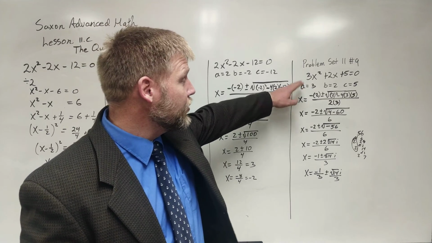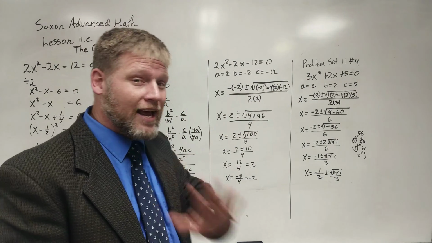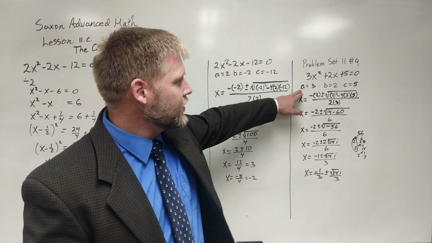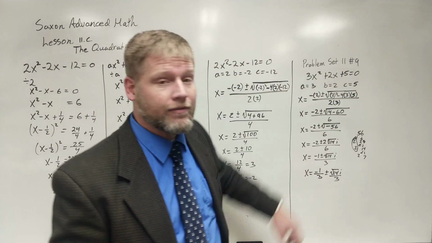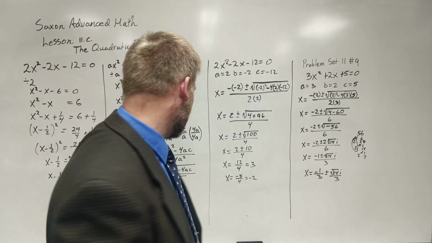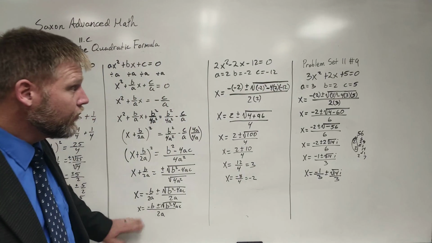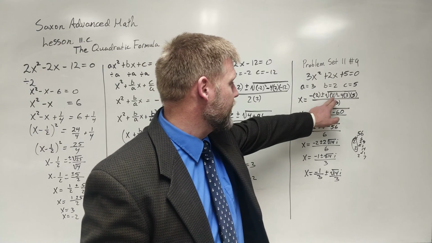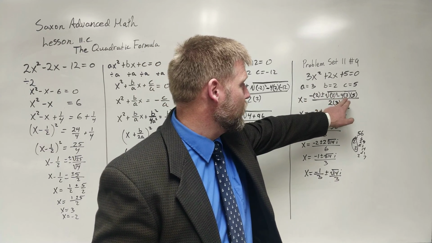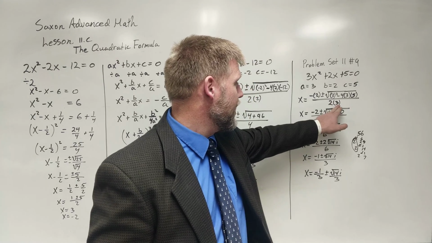But I am going to go ahead and use the formula because I know it works every single time, and I identify each one of my variables. A is 3, B is 2, C is 5. It's as simple as that. I then plug in the formula that I already know, right here, and I start plugging in my values. Negative b plus or minus the root of b squared minus 4ac, over 2a.